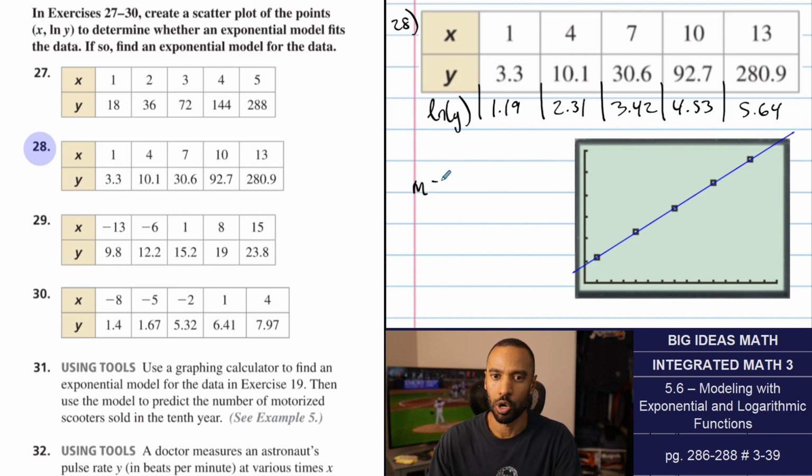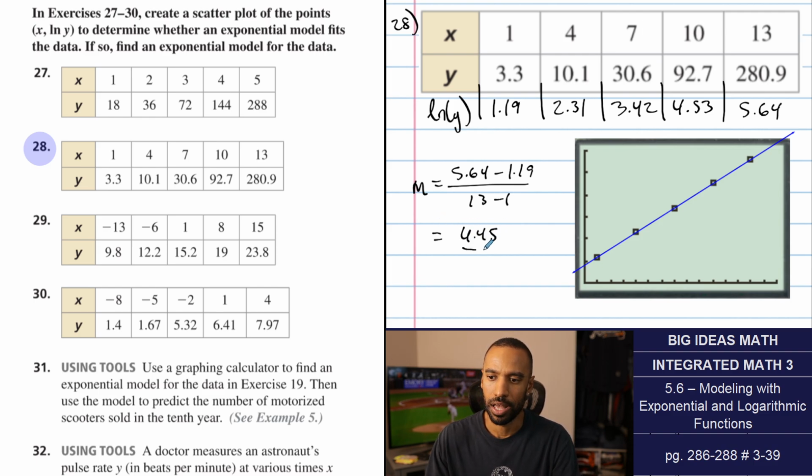So I'm going to make my slope equal to 5.64 minus 1.19 over 13 minus 1. Going back to the calculator for that, 5.64 minus 1.19 is 4.45, over 12.